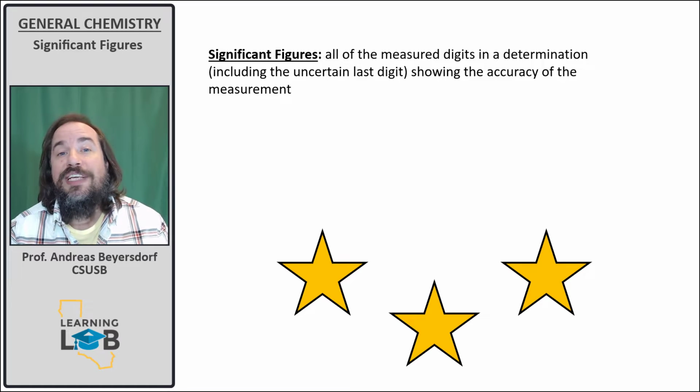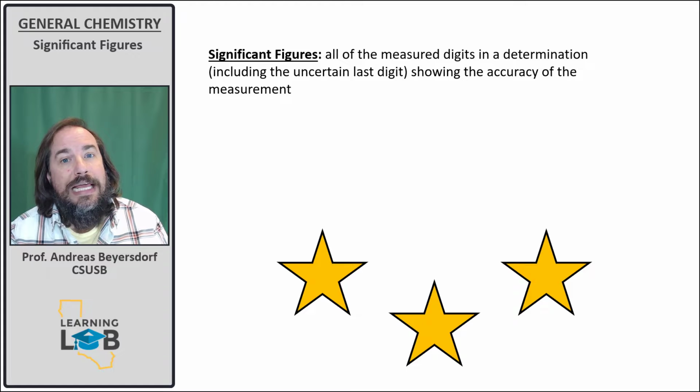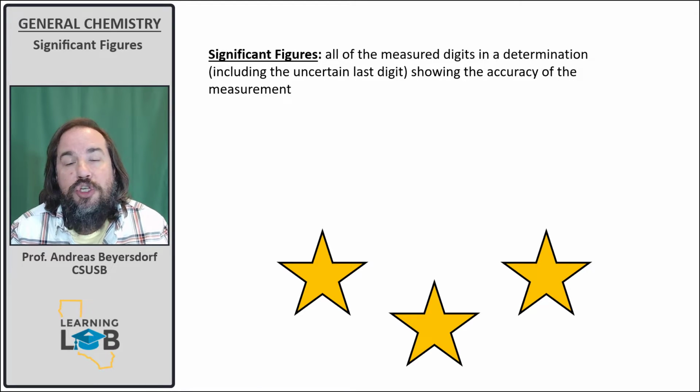Measurement accuracy is a key aspect of science. This is true whether we're in the lab doing an experiment or if we're looking at applications such as pharmaceuticals. One way to show the accuracy of a measurement is to look at the number of significant figures in that measurement. Significant figures are the measured digits in a determination showing the accuracy of that measurement.